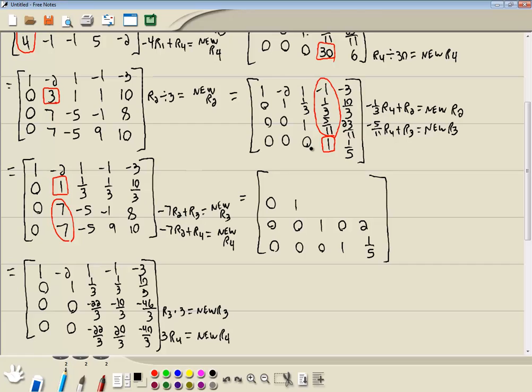-1/3 times 0, I'm sitting here trying to think. 0, then it gives us 1/3. -1/3 times 1 is -1/3 plus 1/3 is 0. And -1/3 times 1/5 plus 10/3. Math and enter. -1/3 plus that plus 10/3, 49/15.